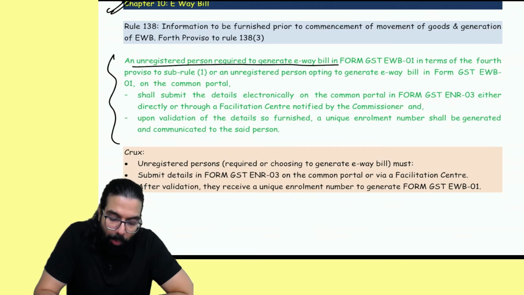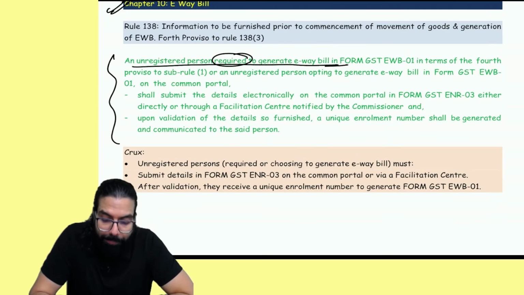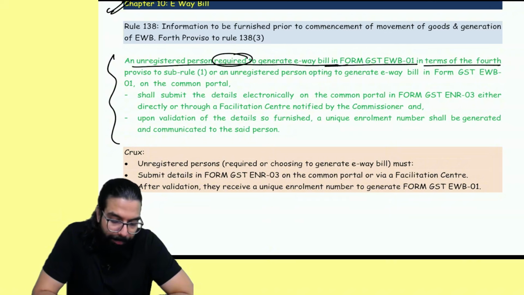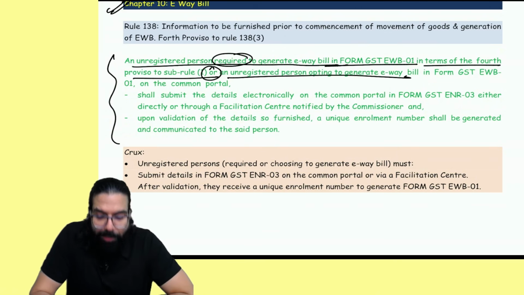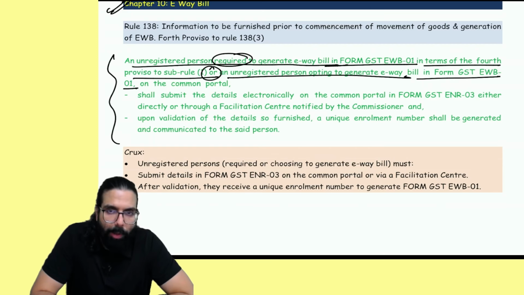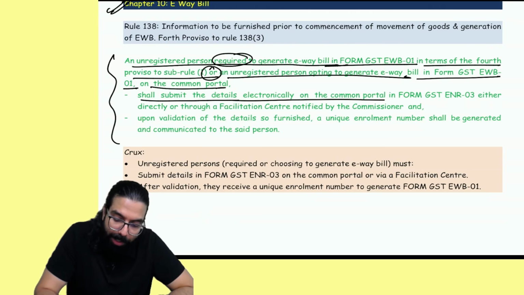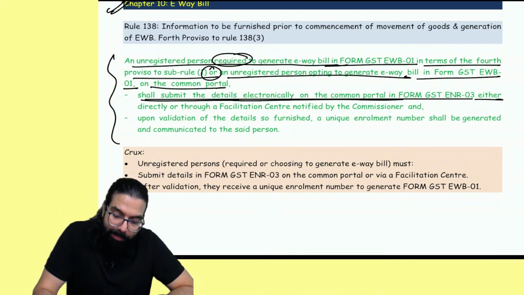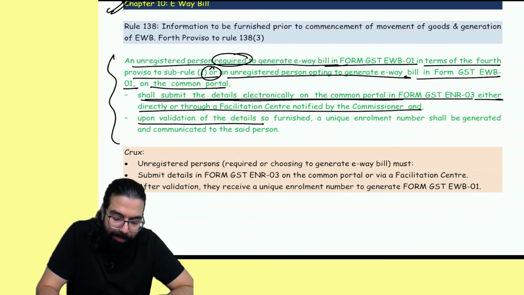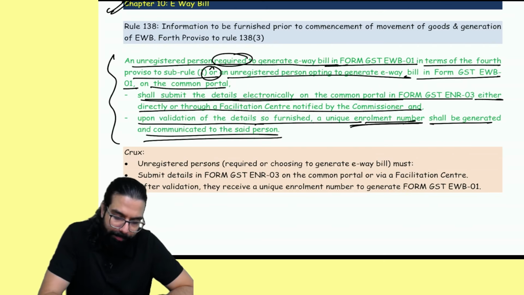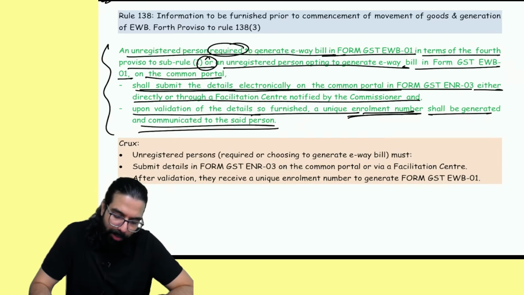Sir, an unregistered person required to generate an e-way bill in form e-way bill form number 1, or an unregistered person opting to generate in form e-way bill form number 1, how will you generate? In EWB01, first you should submit electronically on the common portal the details in the form GST ENR03, either directly or through the facilitation center, and upon validation, a unique enrollment number shall be generated and communicated. What are they telling over here? You will be given one unique enrollment number.